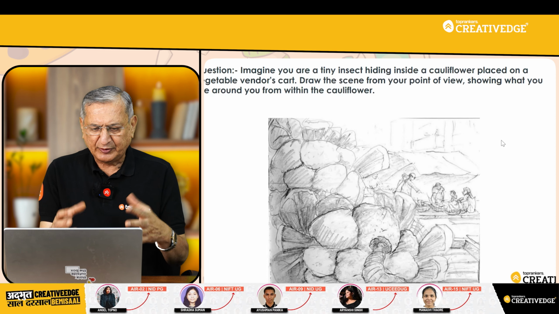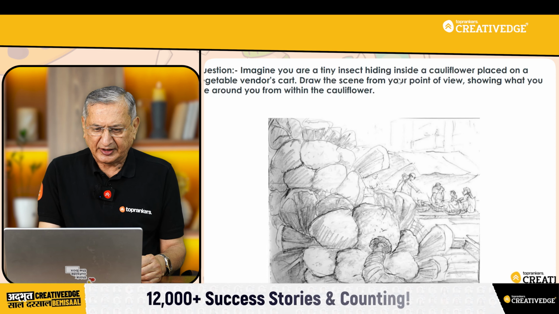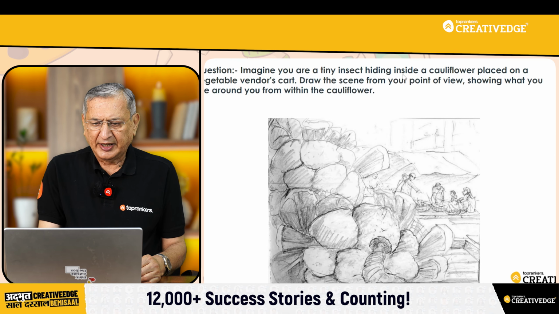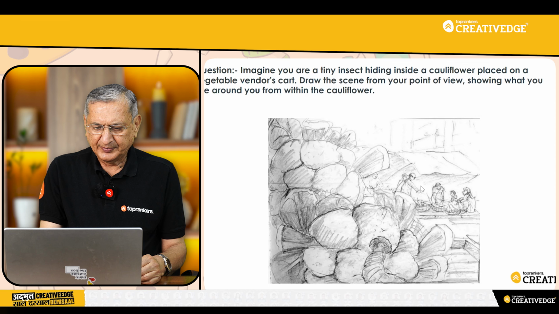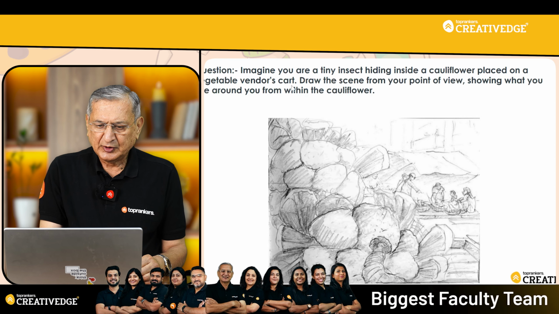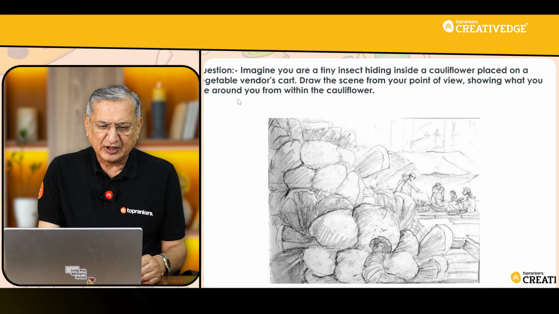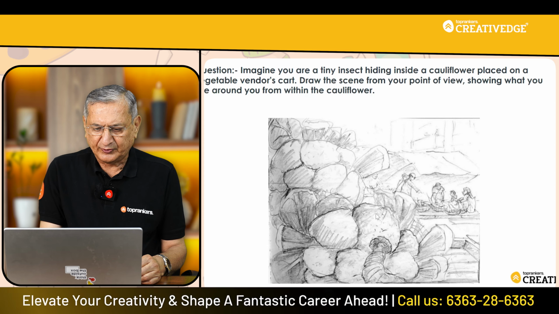Another question I am giving from my notes only. Imagine you are a tiny insect. You can call it an insect or caterpillar hiding inside a cauliflower, placed on a vegetable vendor's cart. Draw the scene from your point of view, showing what you see around from within the cauliflower.